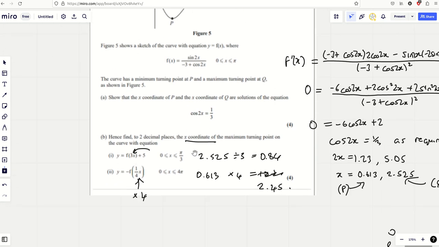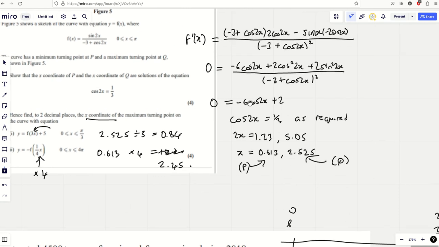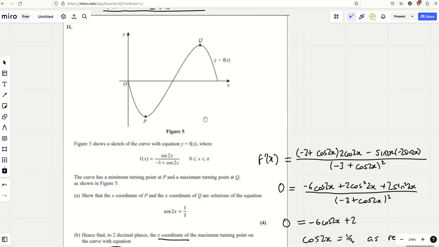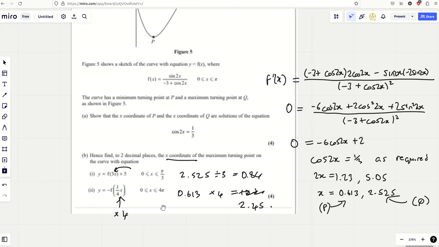You were fine on the first one and you thought it's a squash scale factor 3, so you divided Q's coordinates, which is going to be the second smallest one, because Q is the maximum here, and this is relevant in a second. So you divided that by 3 and you got 0.84 for B part 1.